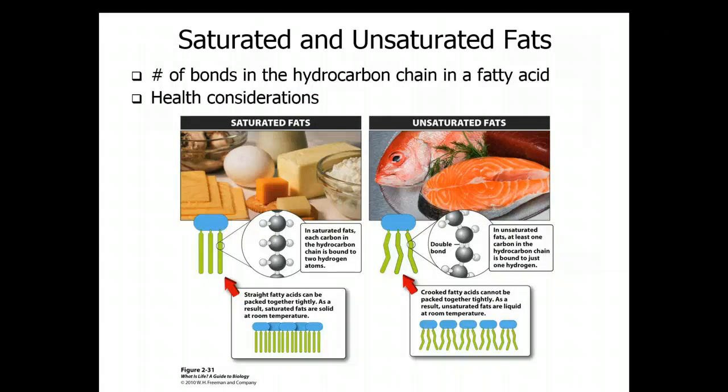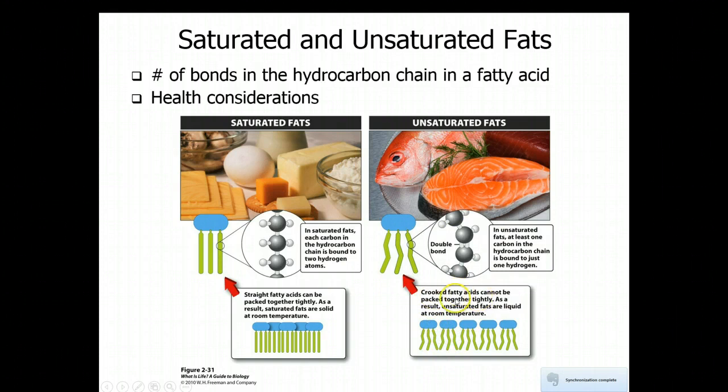So the number of bonds in the carbon chain in a fatty acid. If you look at saturated and unsaturated, we have either long chains in saturated fats or these little kinks because of double bonds. If you recall, carbon can share 2 electrons at a time, so we can have these double bonds. So unsaturated fats will have these kinks in them.